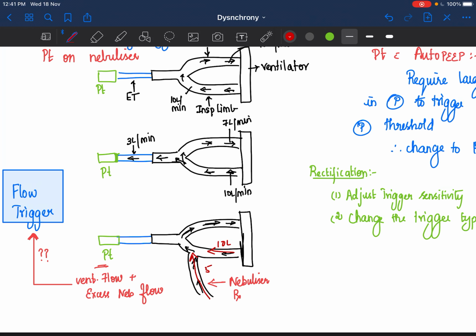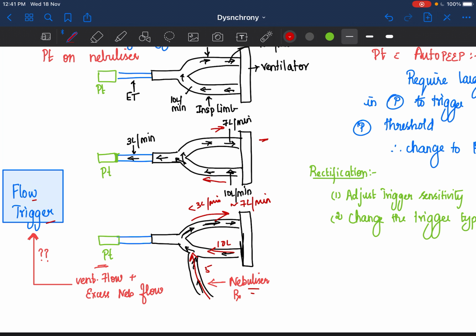If the patient has to trigger the flow, the amount of flow going back to the expiratory limb should be less by 3 liters per minute, or approximately only 7 liters per minute should reach the ventilator in order for it to detect that the patient has taken a breath. That's what happened here: 10 liters per minute went in, only 7 liters per minute came back. So the ventilator detected that the patient has taken 3 liters of flow.